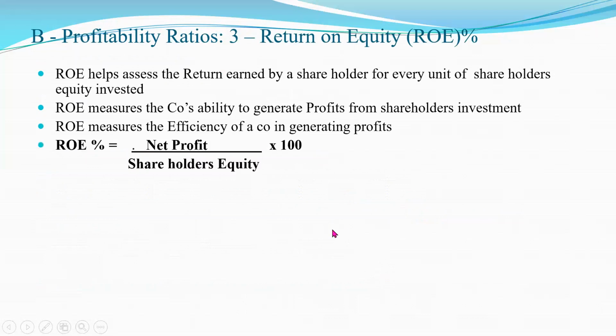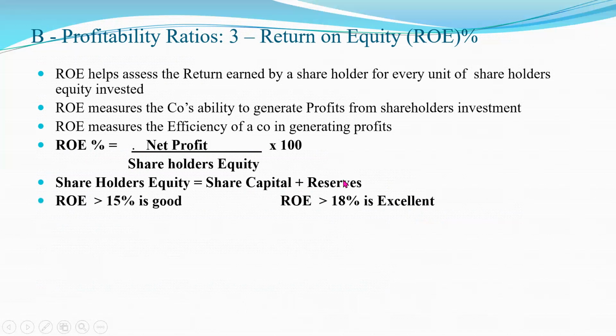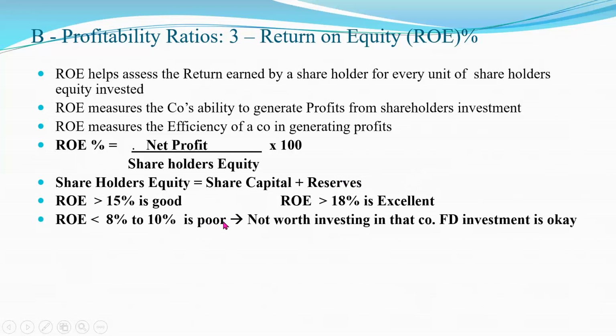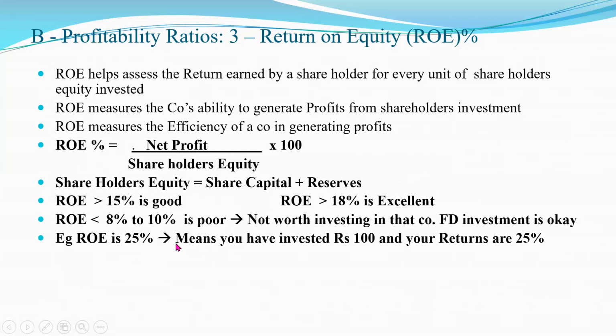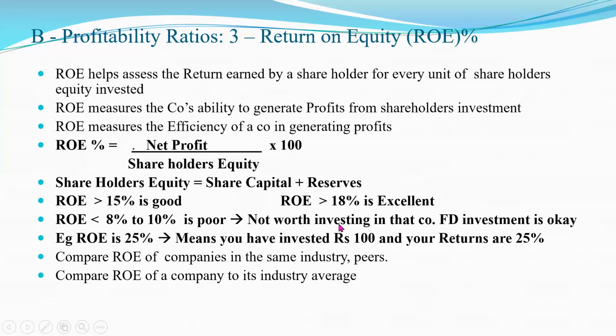ROE is one of the measures of profitability of a company. Net profit divided by the amount of money invested by the shareholder into 100. Shareholder capital is also called share capital plus the company reserves over the years. 15% to 18% and above is good. Less than 10% is not so good. 25% means what? If you have invested ₹100, you are getting 25 as returns. Compare ROE of the same industry and the peers. Compare ROE with the industry average.